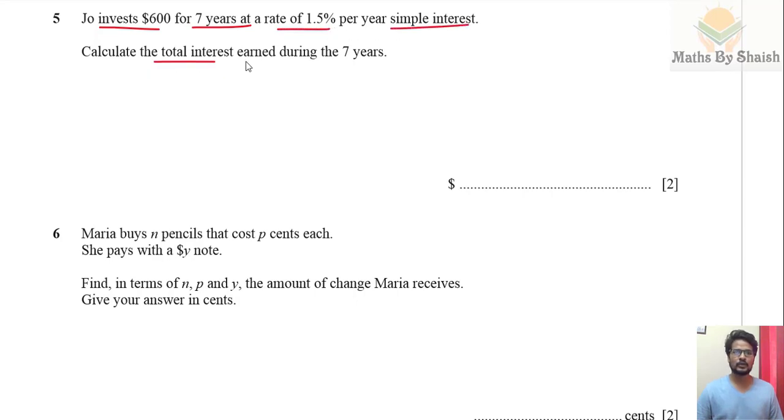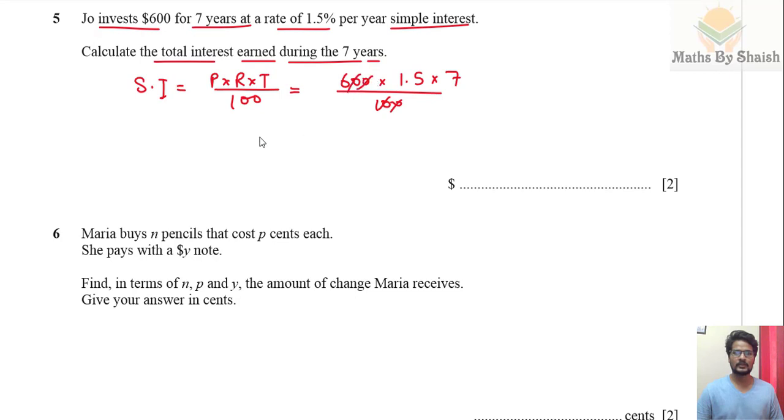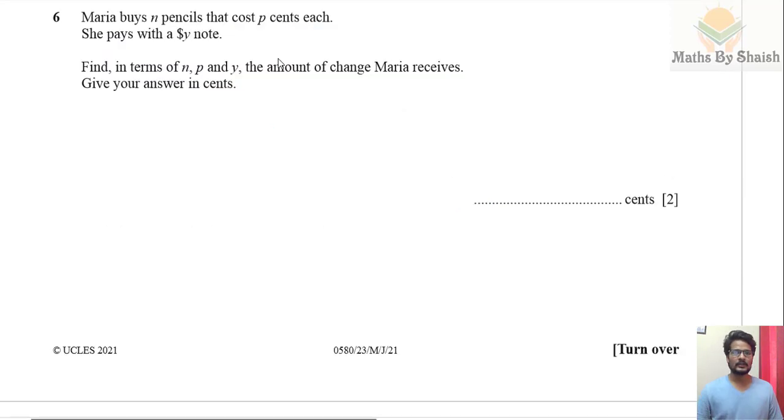Fifth question, Joe invests $600 for 7 years at a rate of 1.5% per year simple interest. Calculate the total interest earned during the 7 years. For simple interest we have a formula: SI is P times R times T over 100. So it is going to be $600 multiplied by 1.5 multiplied by 7 years, and then over 100. These two cancel, and then 15 times 6 is 90, so it is 9 times 7, and 9 7s are 63. So $63 is the total interest earned during the 7 years. And here's the sixth question.